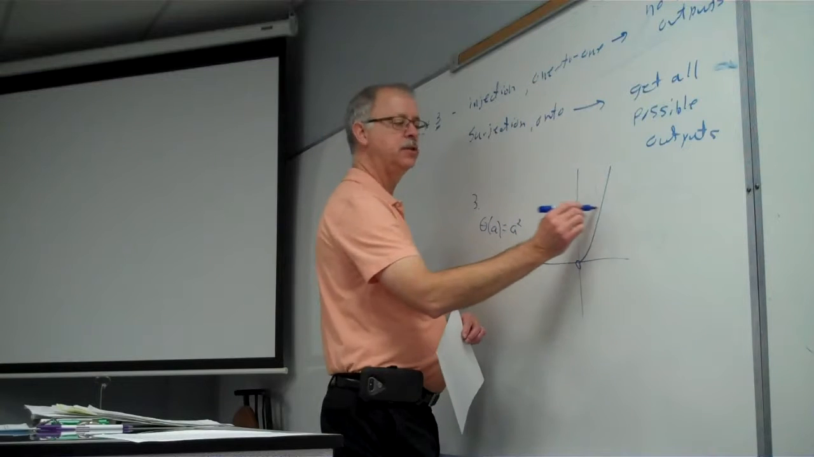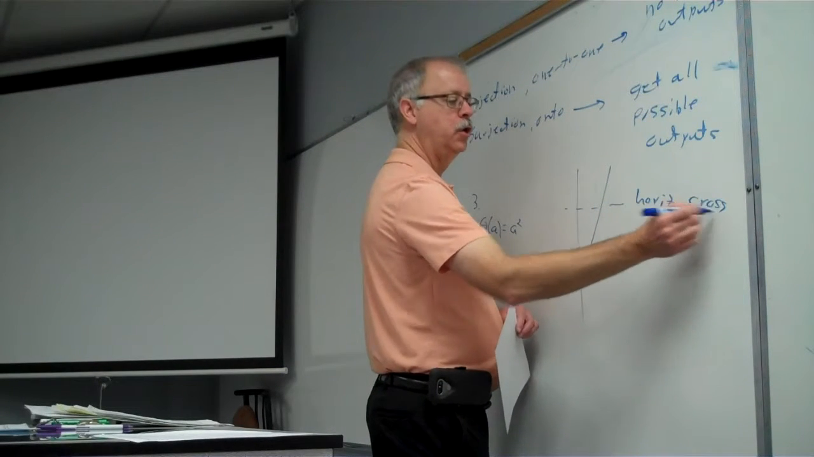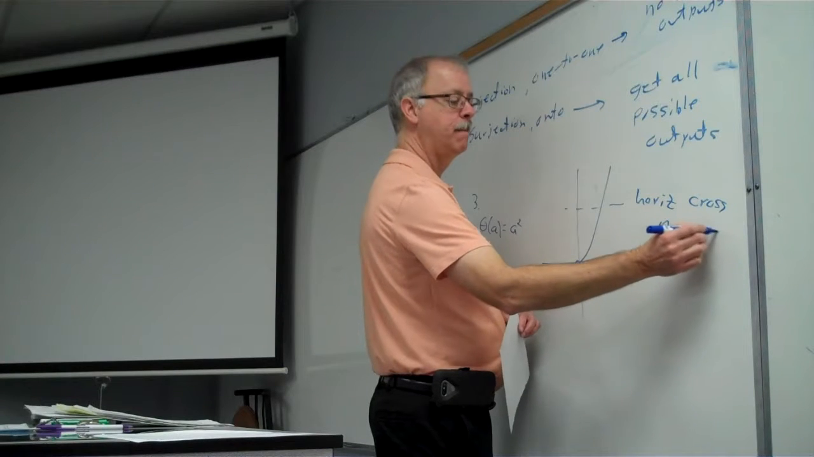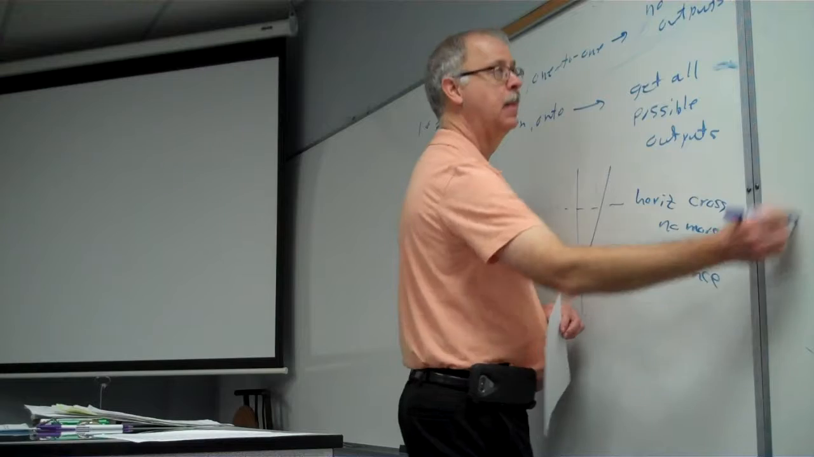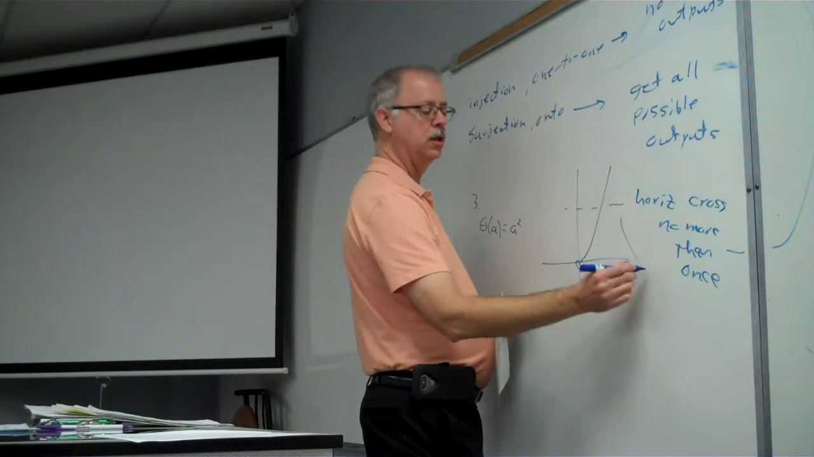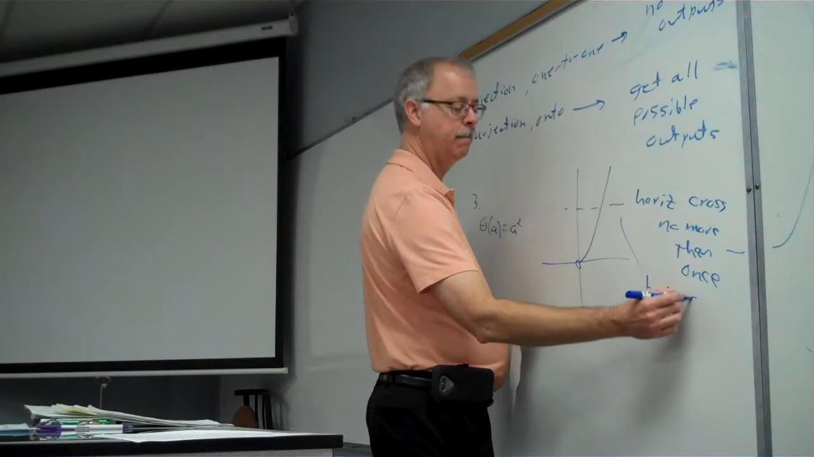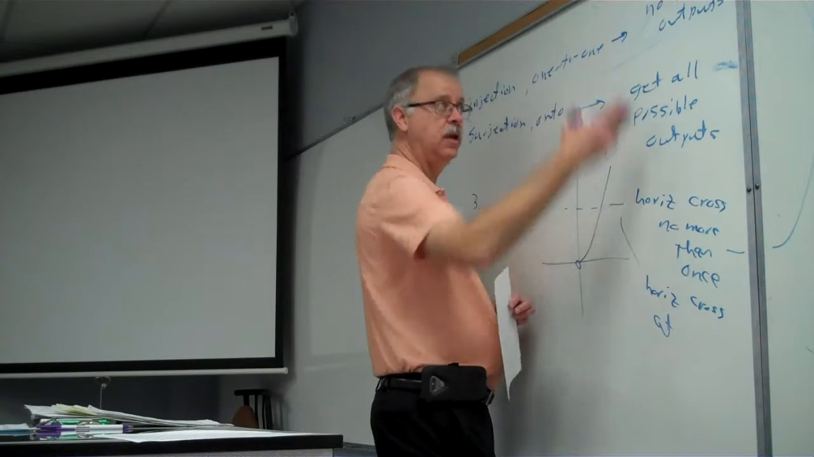The no repeated outputs condition is horizontal lines cross no more than once. All possible outputs is horizontal lines cross at least once. So if they all cross exactly once, then it's both.